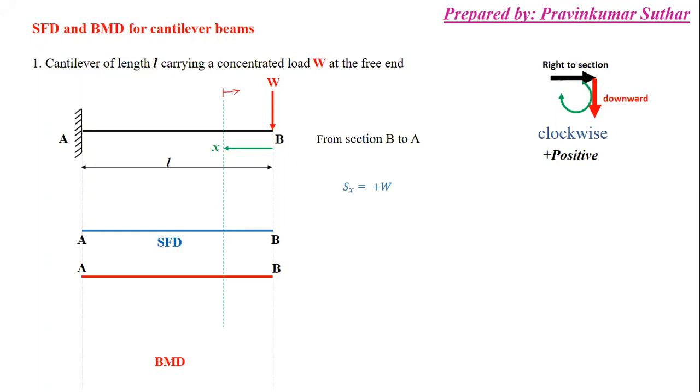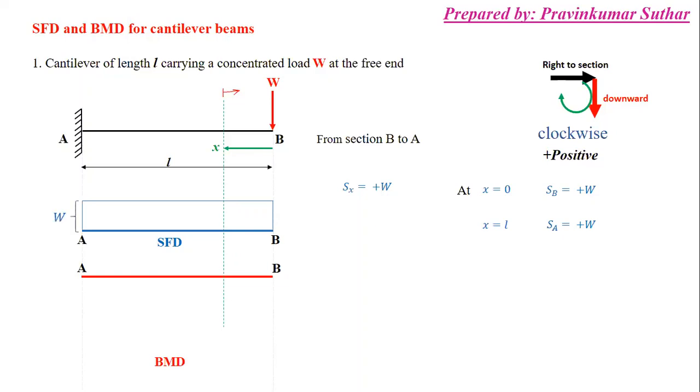So simply, this shear force will be a positive W, and at x equal to 0, meaning point B, the shear force will be W like this, and at x equal to L, the shear force will be W like this. So in this, as you can see, from A to B there is a constant shear force, because there is no other concentrated load between A and B. So that's why this W is constant throughout the beam.